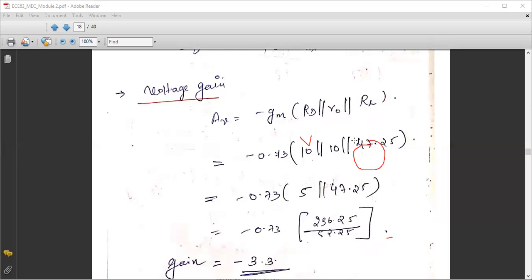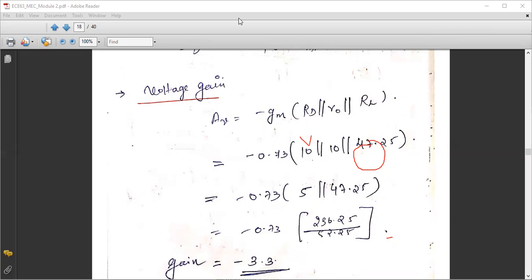All of you please check whether you are getting the same answer. RD 10, R0 10, RL 47.25. Everything is in kilo ohm only; I'm not going to change it. Why? Because GM is in milliampere, so milliampere and kilo ohm will cancel. Kilo ohm is times 10 to the power 3, and milliampere is times 10 to the power minus 3. Those cancel and your answer will be a constant, negative 3.3. This is the voltage gain that you got.